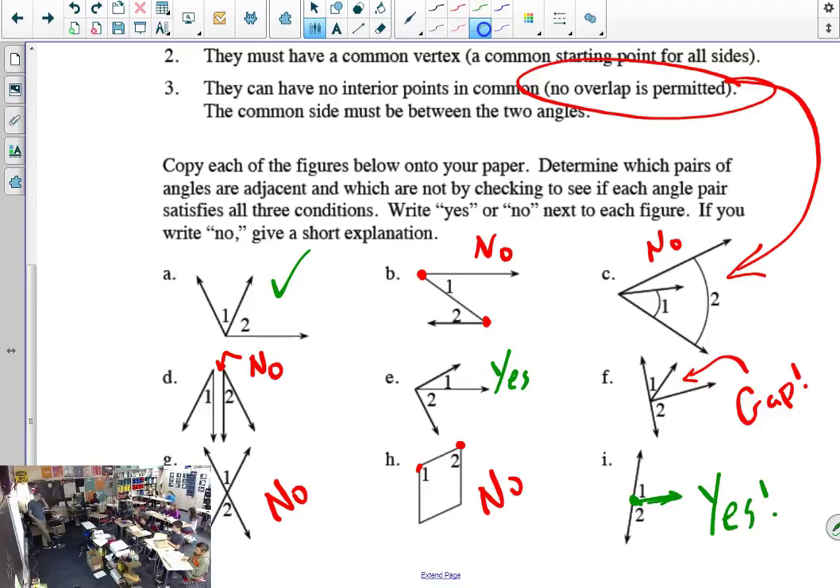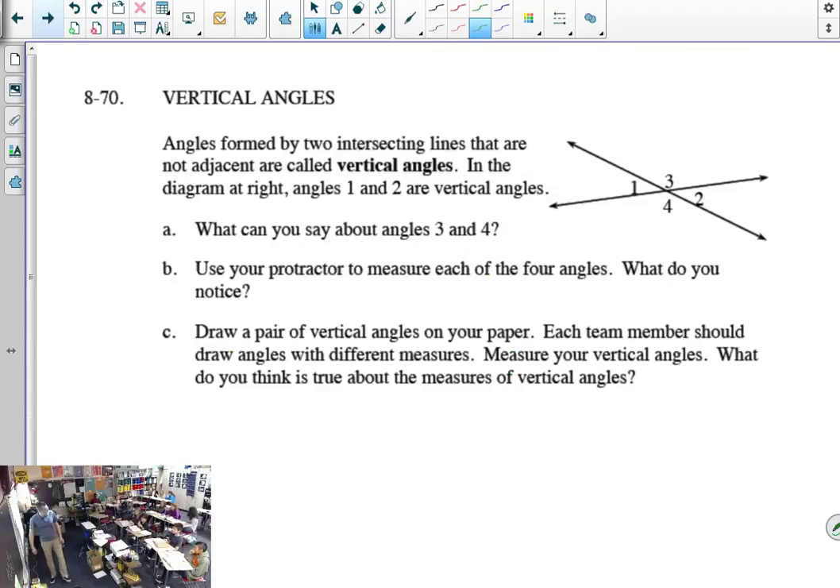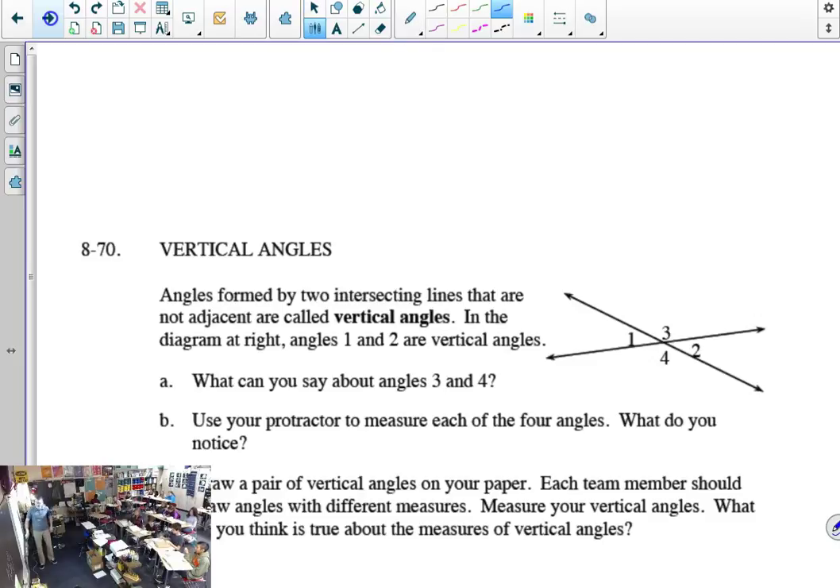Now last, it's amazing how many journals can flip closed without me saying, all right, that's it. Last thing you need to know. This is the last thing. Vertical angles means that they are opposite and exactly the same. I see people not writing this down. We need to be writing this down. So vertical angles, spelled C-A-L.